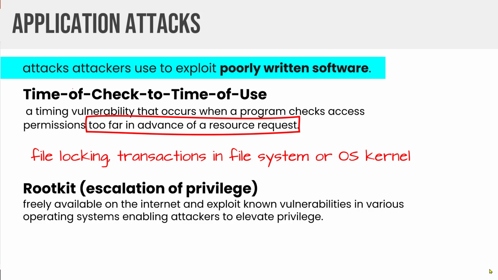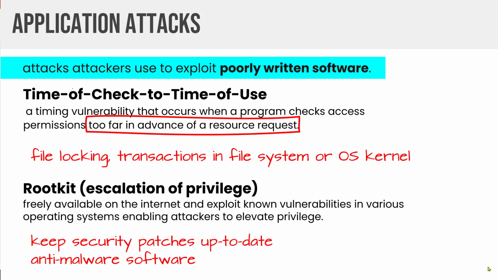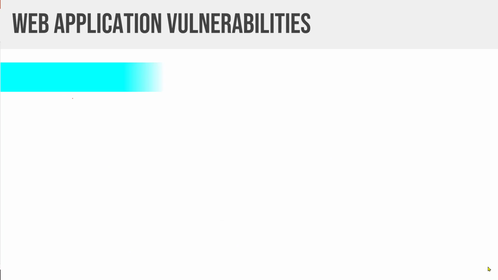Rootkit, which is escalation of privilege. So rootkits are freely available on the internet. They exploit known vulnerabilities in various operating systems, basically enabling attackers to elevate privilege. So keeping your security patches up to date is the best defense. And anti-malware software is another great defense. Anti-malware software will detect rootkits commonly.